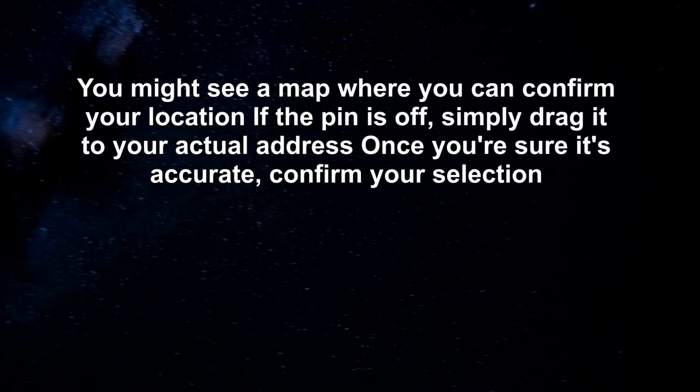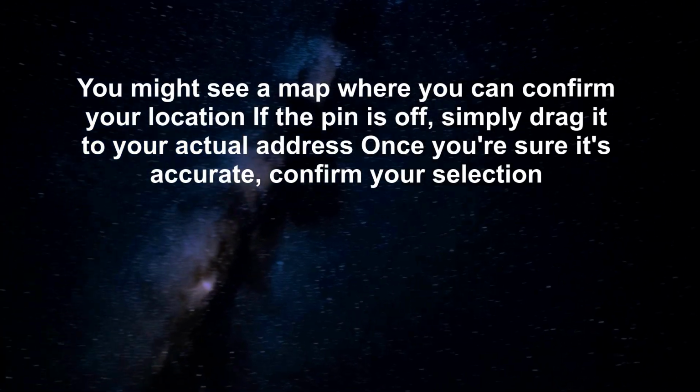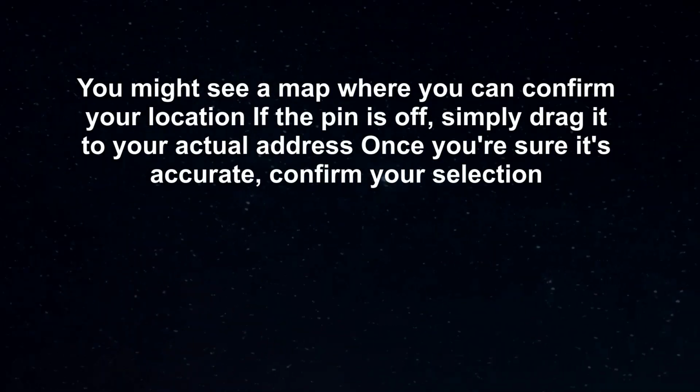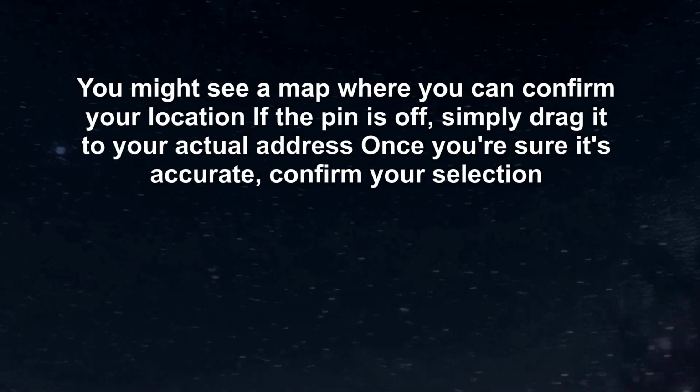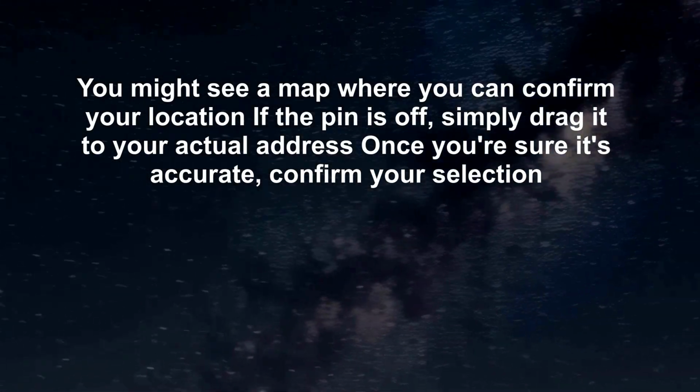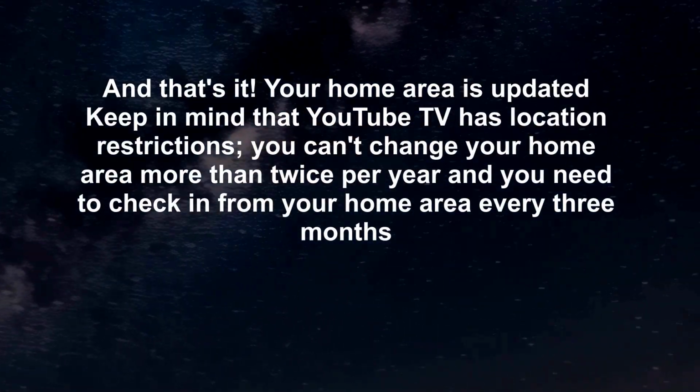You might see a map where you can confirm your location. If the pin is off, simply drag it to your actual address. Once you're sure it's accurate, confirm your selection. And that's it. Your home area is updated.